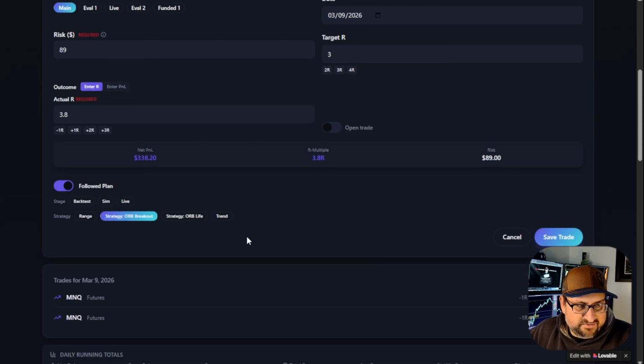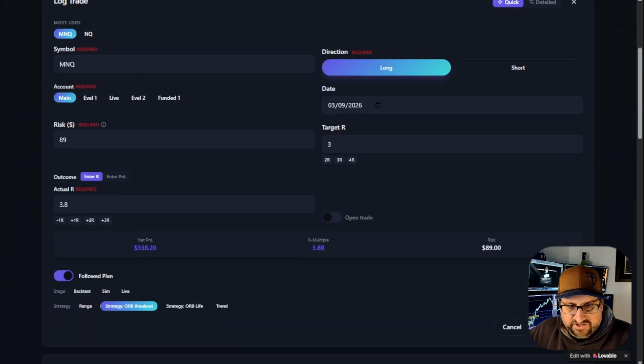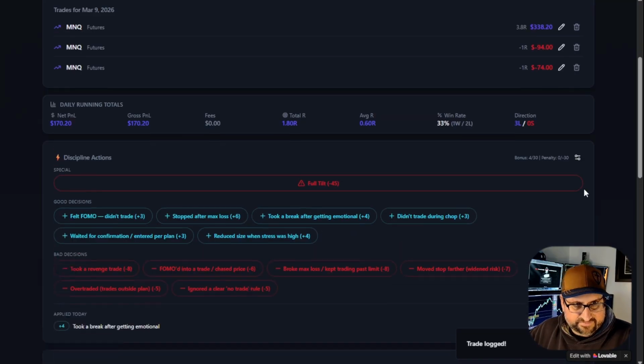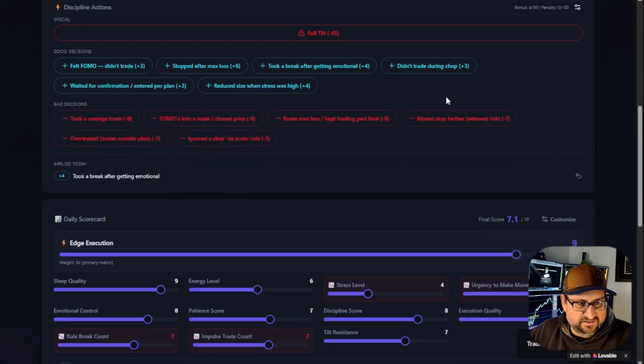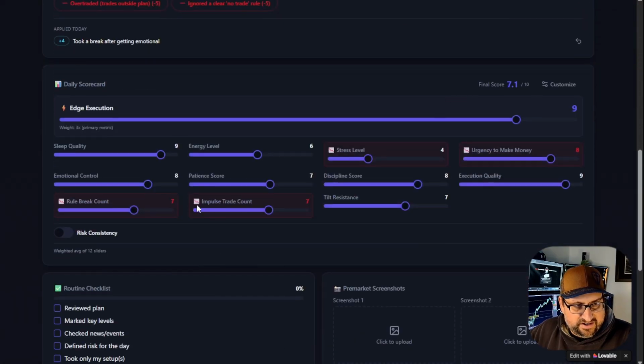I'll tag it with whether it was ORB, my live account, sim account, backtest, right? I can organize this information and take a look at how things are going, okay? Hit save trade. So let's take a look for the day. It's showing a 60. That seems kind of low. Oh, I know why. Okay, so down here, I did not take 7 impulse trades, actually.